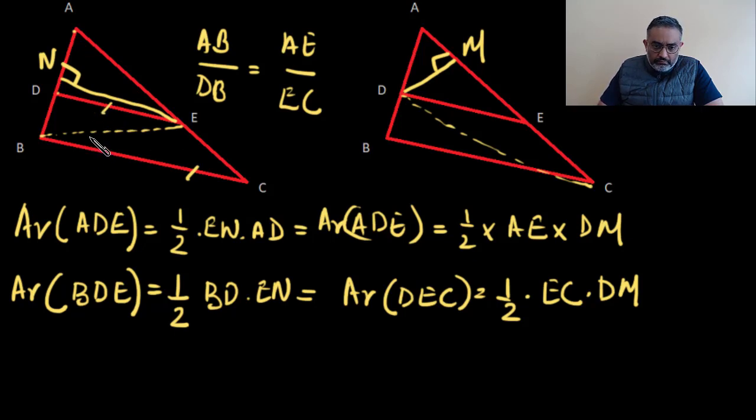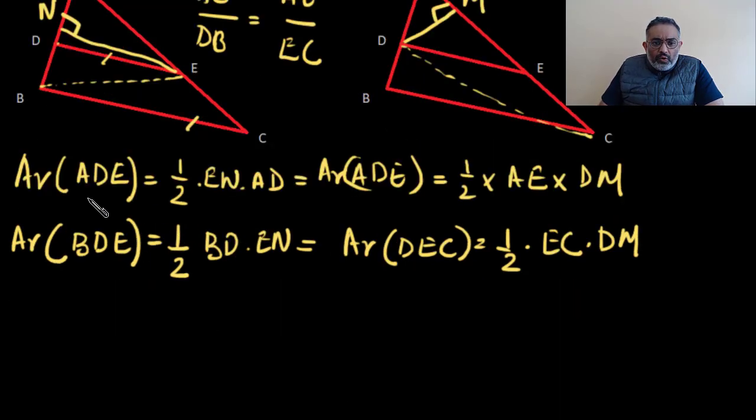Now the area of these two triangles have the same base DE and the same height between these two lines. So the area BDE and the area DEC are going to be equal. Same base, same height, therefore same area. Now it's fairly easy to show the proportionality, because all we have to do is to take the proportion of the areas.